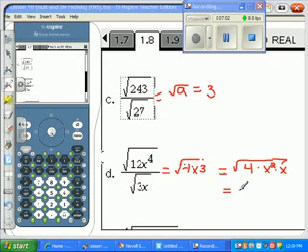What's the square root of 4? 2. What's the square root of x squared? x. Can you take the square root of x? No. There's your answer. Okay, so you need to break it apart. Remember, if you're dealing with square roots, you need to break a cube down so that you can get something to take the square root of.